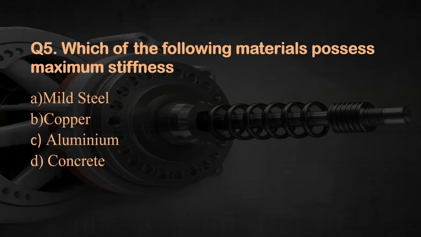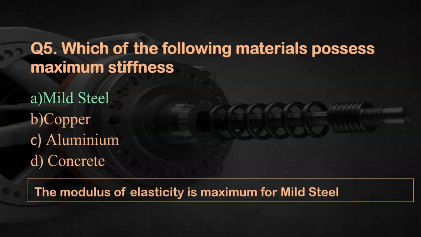Question 5, which of the following materials possess maximum stiffness? Option A, mild steel, option B, copper, option C, aluminum, option D, concrete. So the right answer is option A, mild steel, because the modulus of elasticity is maximum for mild steel. I have mentioned before, for mild steel it is 210 gigapascal, and for other materials given in the options the value is lesser than that.